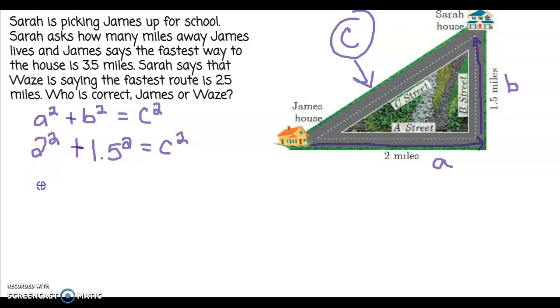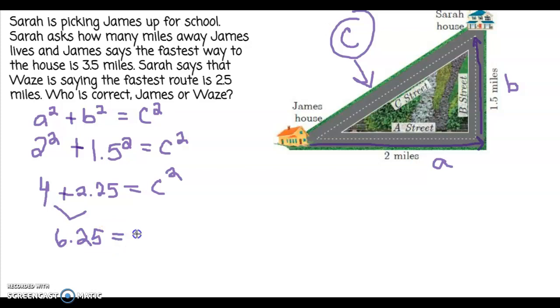Well, 2 squared is 4, and then on your calculator you can go ahead and square 1.5, which is 1.5 times 1.5, hopefully you remember that, which is 2.25. And we know that's going to be equal to C squared. Now we're going to add together 4 plus 2.25, and we get 6.25. And that equals C squared.